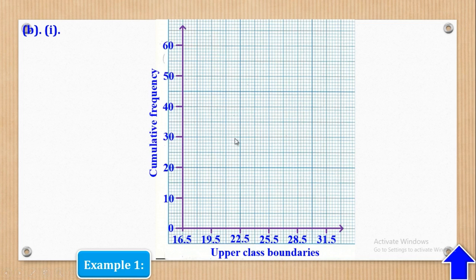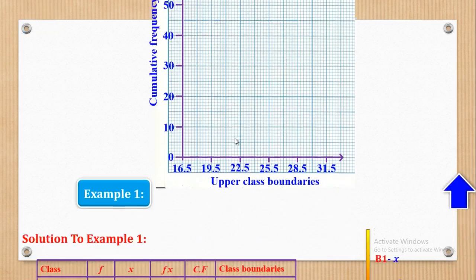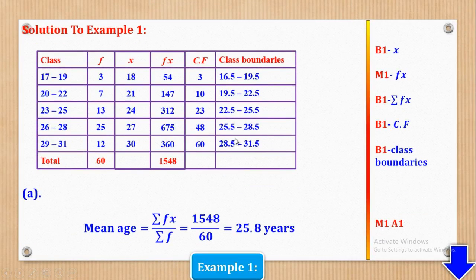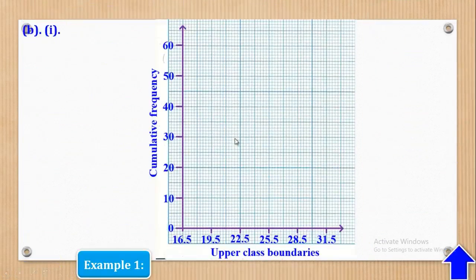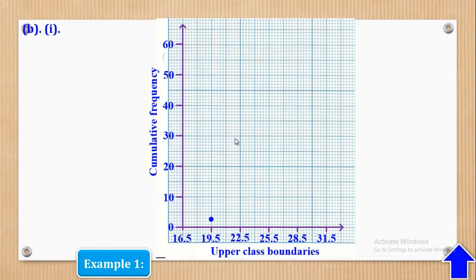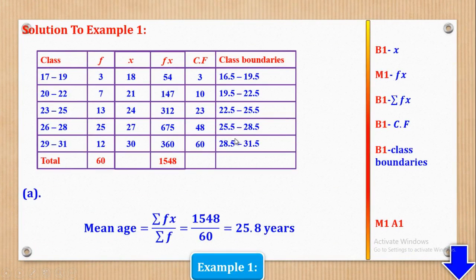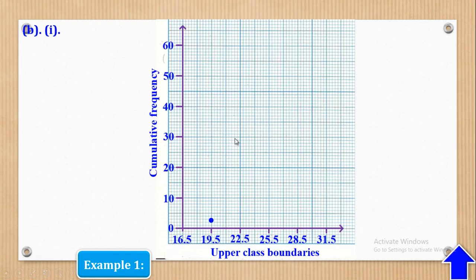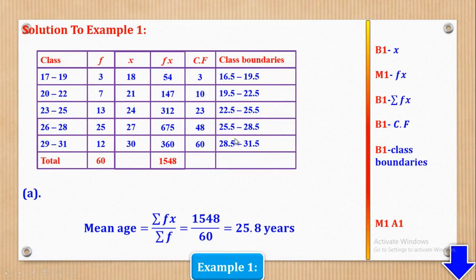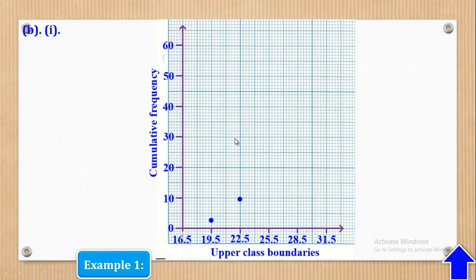So now we shall start plotting. We go back to our table, and 19.5 corresponds to a cumulative frequency of 3. So we come to 19.5 and look for 3 vertically, which is that. Next we go to 22.5, which corresponds to 10. So we come to 22.5 here and plot our 10, which is there. The next is 25.5, which corresponds to 23. So we come to 25.5 and look for 23, which is there.